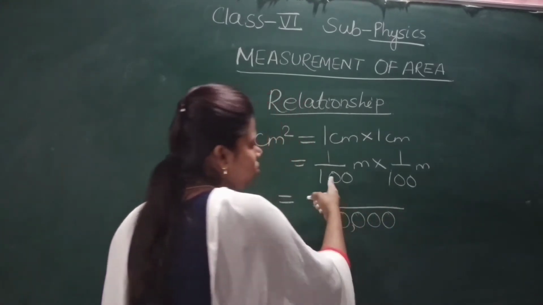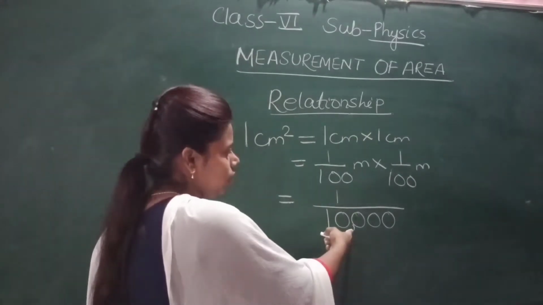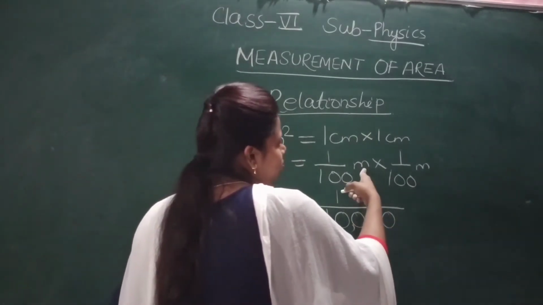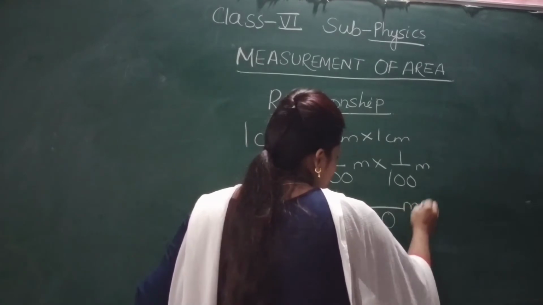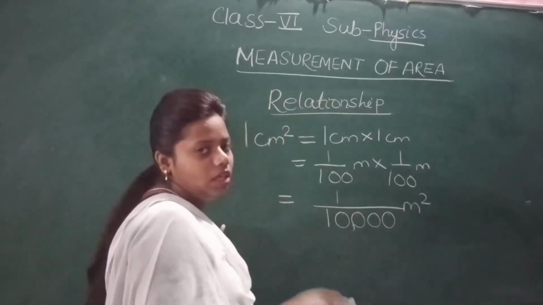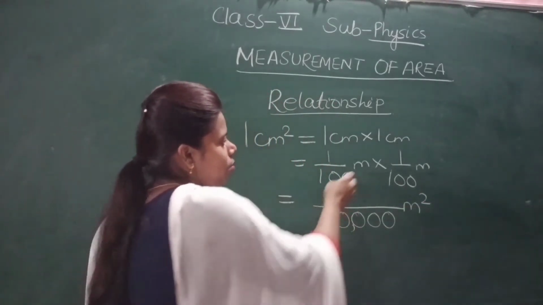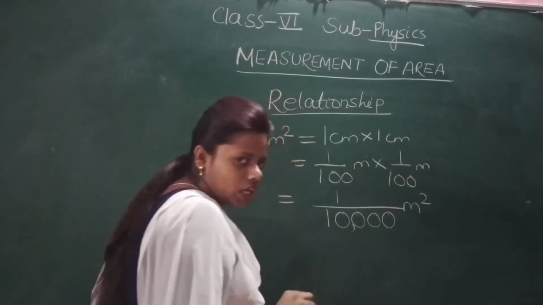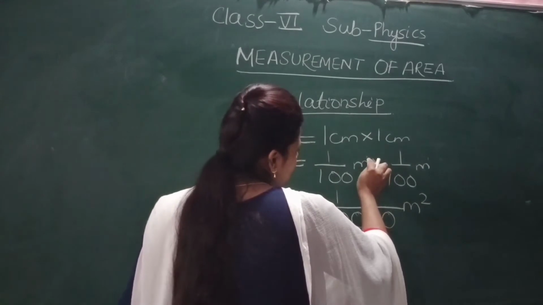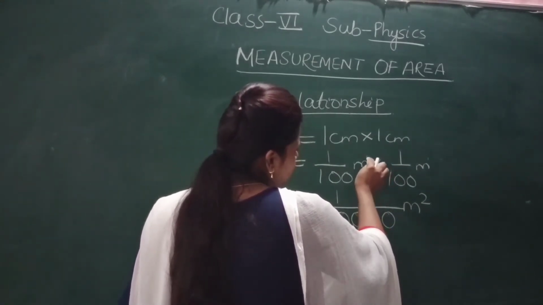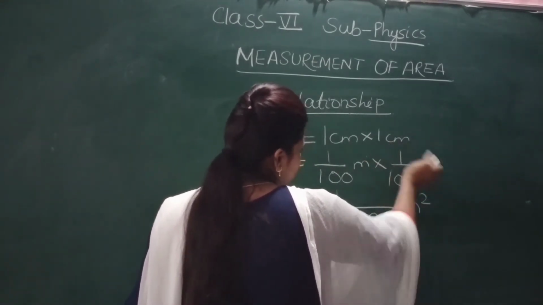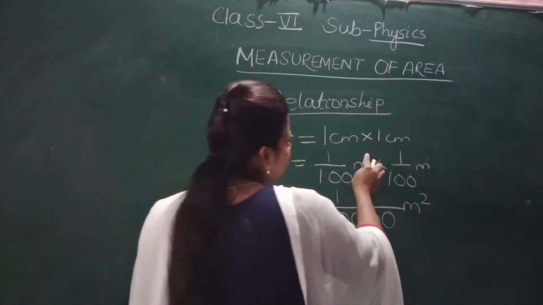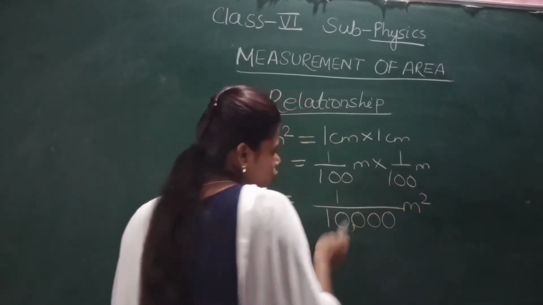10,000. Okay, how much will it be? 100 into 100 is 10,000. Okay, see here, centimeter into centimeter, and meter into meter will be what? Meter square. Because here the power is 1 and the other power is 1, so 1 plus 1 is 2. Okay, from where did this 2 come? Because this m power is 1 and this power is 1, so 1 plus 1 is 2. We don't write 1.